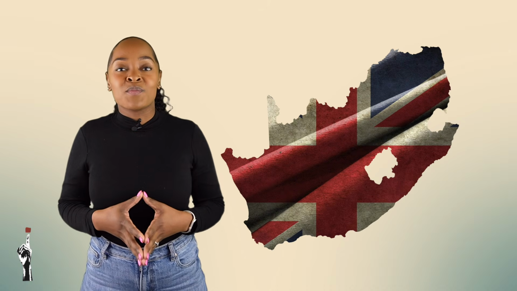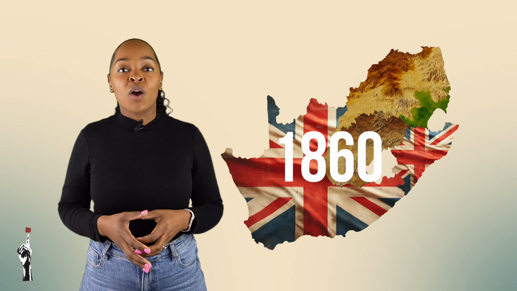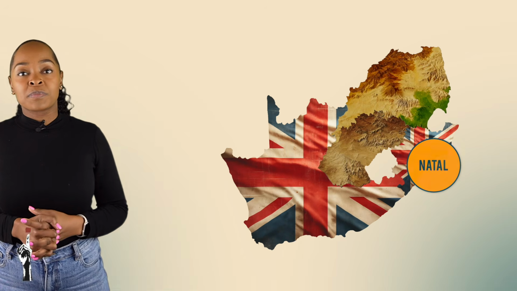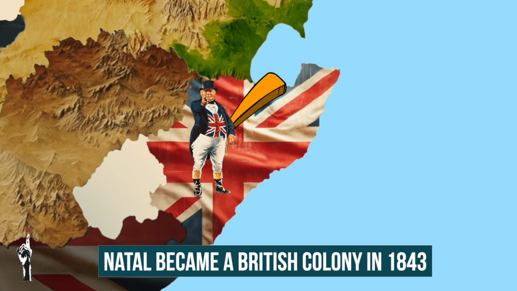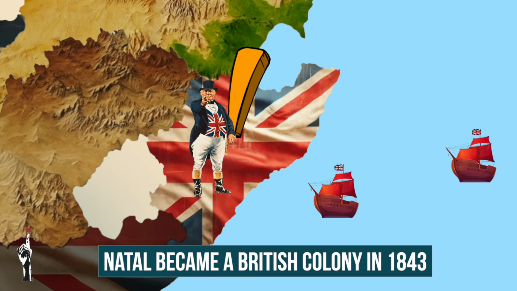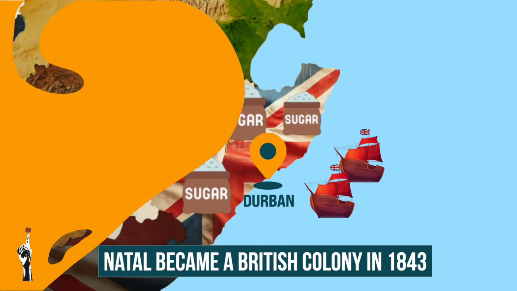Now let's focus on the British. Backtrack to 1860. Let's focus on the colony of Natal. So Natal became a colony of Britain in 1843. The British were interested in this particular area in South Africa because of its strategic location for a port and sugar. You heard that right, sugar.